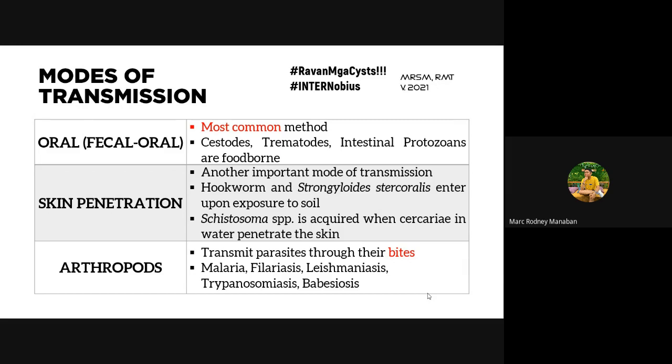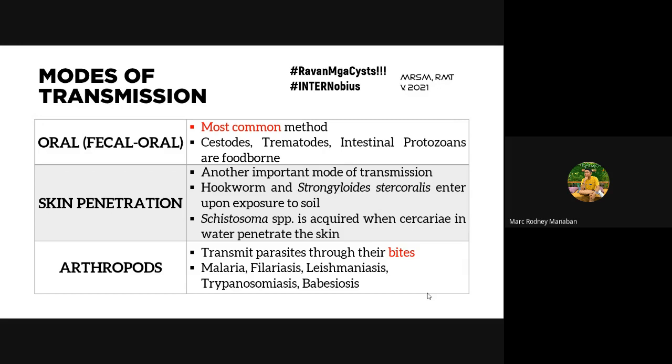Next method is skin penetration, commonly seen with hookworm, Strongyloides, and Schistosoma. They gain entry to humans by penetrating the skin. Next, still through arthropods, your vectors, through their bites: malaria, leishmaniasis, filariasis, trypanosomiasis, and of course, babesiosis.